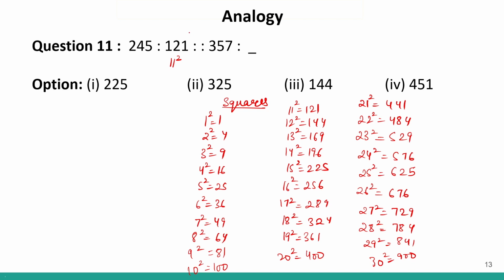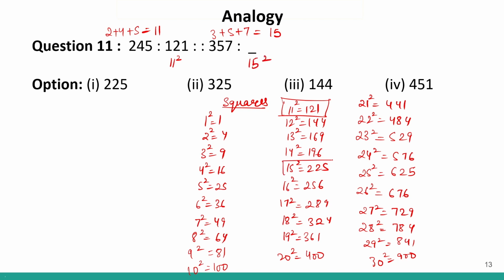So just by looking at this number 121, I can find out that this is a square of 11. Now if I sum these digits, 2 plus 4 plus 5, what will I get? 2 plus 4 is 6, 6 plus 5 is 11. So basically this is 11 square, correct? So here also I will find the sum, that is 3 plus 5 plus 7. How much will I get? 3 plus 5 is 8. 8 plus 7 is 15. So here I will get 15 square.